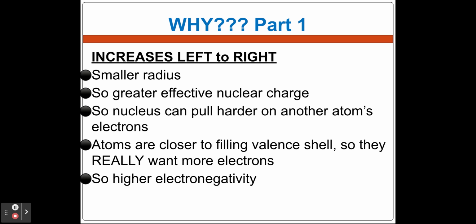So in a bond, if you've got one atom that's more electronegative, its effective nuclear charge is greater, so it's pulling on those electrons in the bond more than the other atom. So these atoms are closer to filling their valence shell. They really want more electrons. So the more electronegative atoms are on the right side of the table. Those atoms on the right side of the table are closer to getting their energy level filled, and so they really want to pull on those electrons. They want to have those electrons. And so that's why their electronegativity is greater.